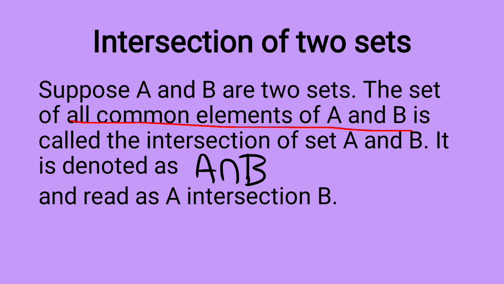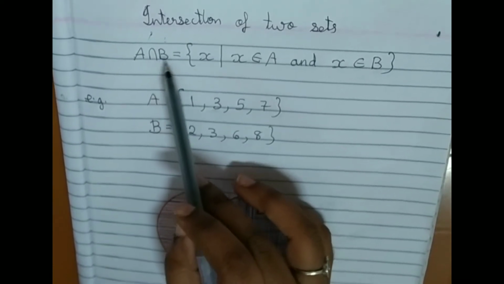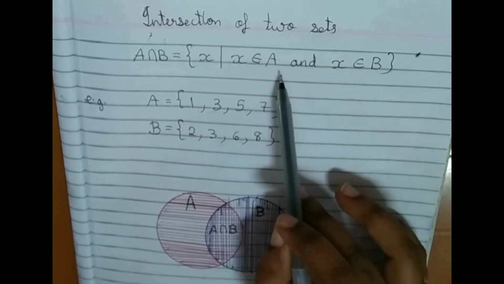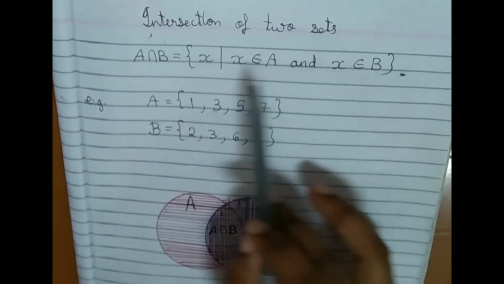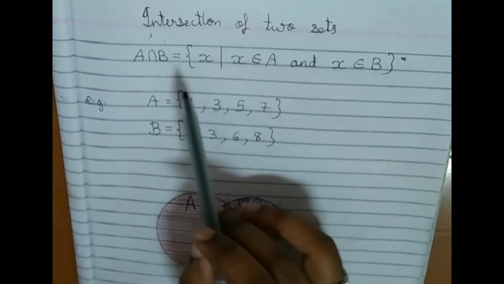It is denoted by this symbol, A intersection B, and read as A intersection B. This is the symbol we use for denoting intersection. Now let's see this with some examples. A intersection B is the set of all elements x such that x belongs to set A and x belongs to set B. The element should be common in both sets A and B. We have already seen the definition, so this is how we represent it.